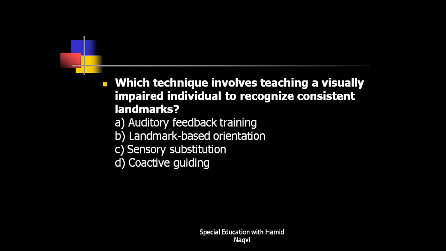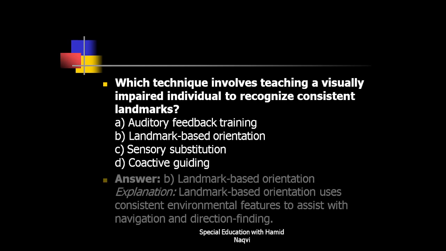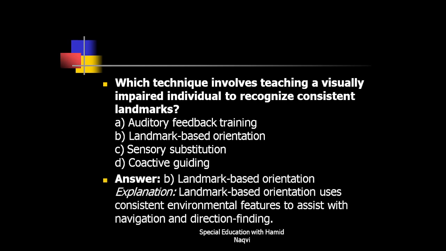Next MCQ is which technique involves teaching a visually impaired individual to recognize consistent landmarks? Auditory feedback training, landmark-based orientation, sensory substitution, or coactive guiding. The answer is landmark-based orientation because it uses consistent environmental features to assist with navigation and direction finding.